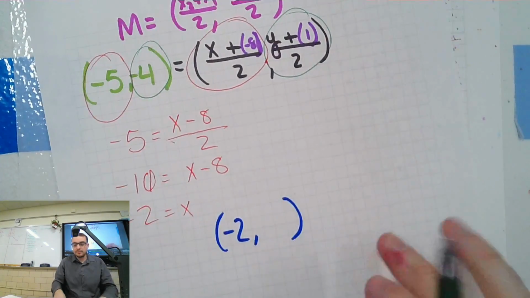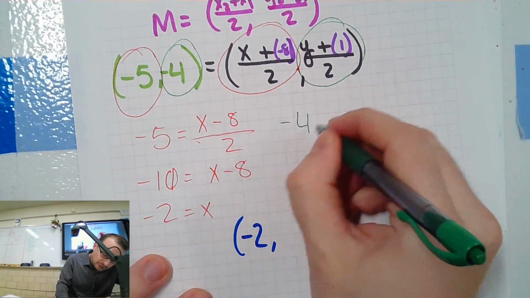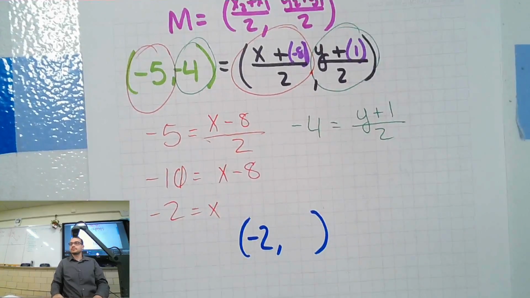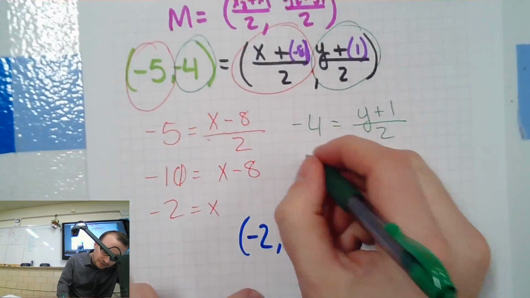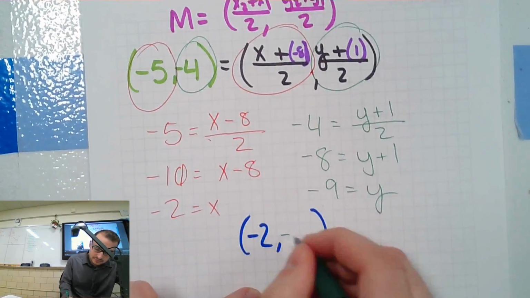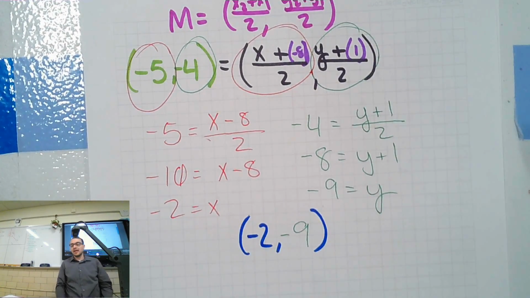Now let's find the y part. I know that negative 4 should equal y plus 1 over 2, right? These bits equal each other. Times by 2 to get rid of the divide by 2, I get negative 8. Subtract 1, I get negative 9. That's A prime.